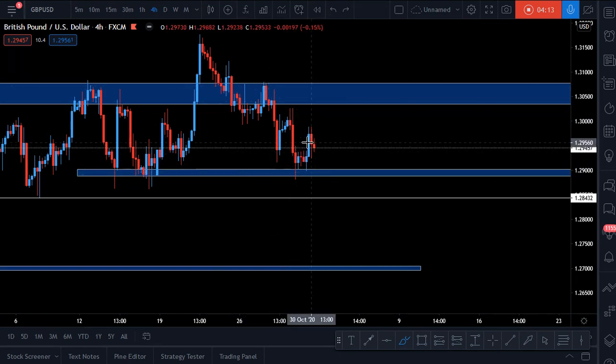So our bias is bearish for GBP/USD, and we look for the sell option once price breaks this strong level of support. So this is all we have for this pair.